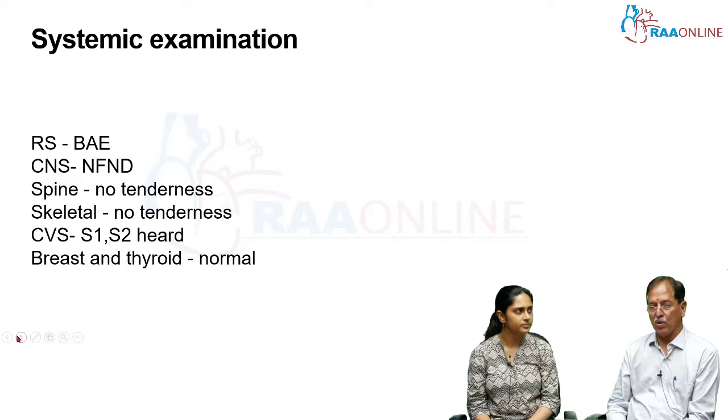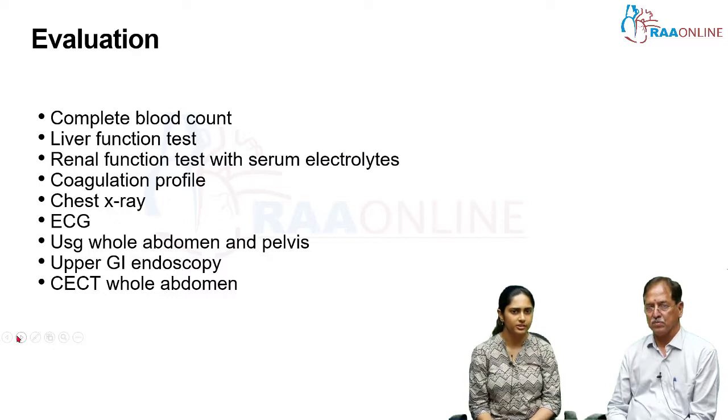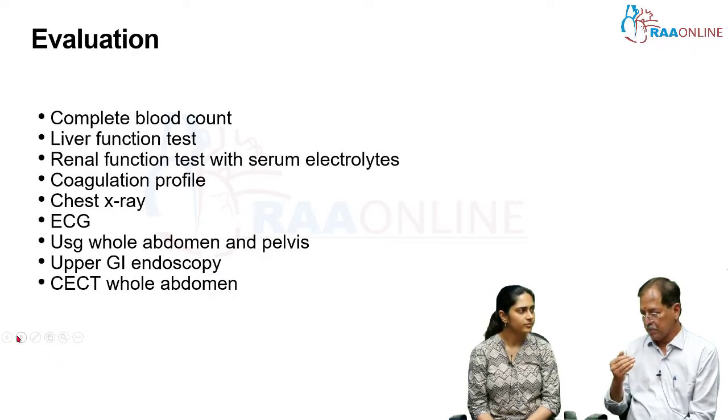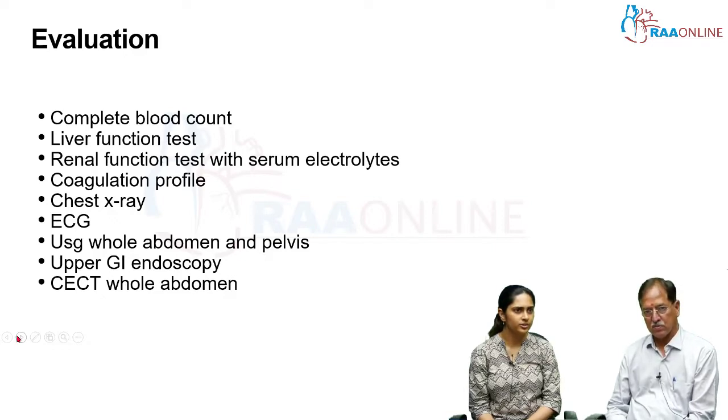Then how will you proceed? For evaluating this patient, sir, first I'd like to start with blood investigations. I'll begin with a complete blood count. This patient is having pallor, so you anticipate hemoglobin to be low. Second, LFT, sir. Why is LFT important? I'd like to assess the nutritional status as well as if there's any liver function derangement, so that will tell us whether the patient has any liver mets.